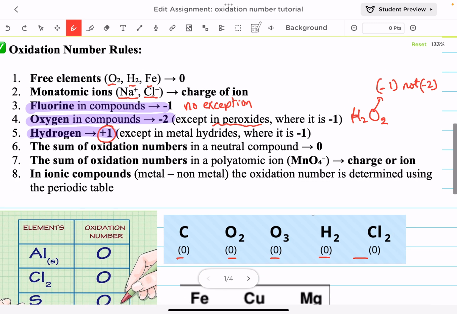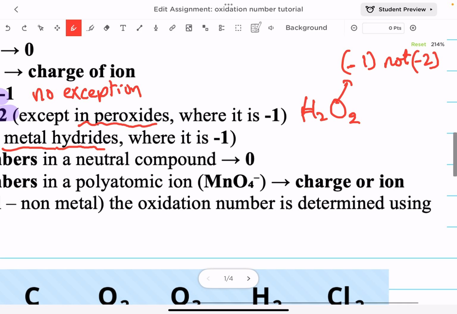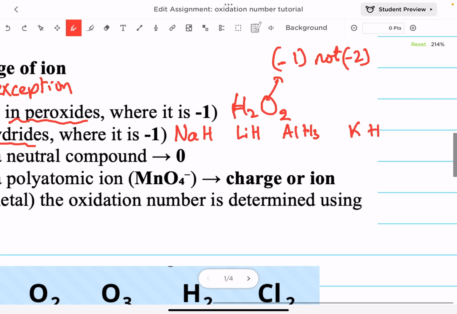And hydrogen is always +1, except when hydrogen is a hydride, a metal hydride, for example, coming with group 1, like NaH, LiH, AlH3, KH. In all these cases, the hydrogen oxidation number is -1.